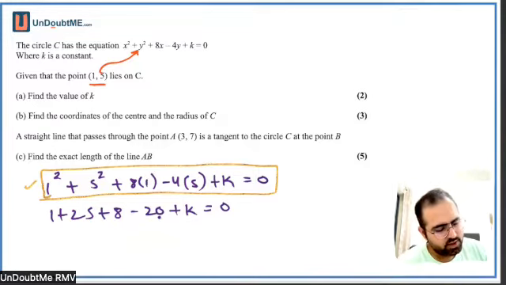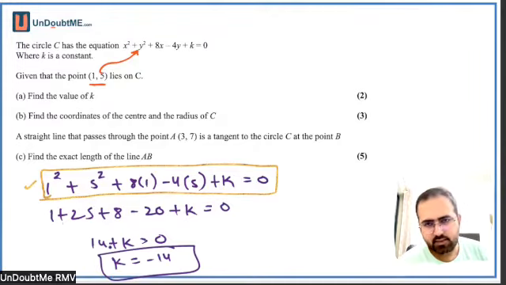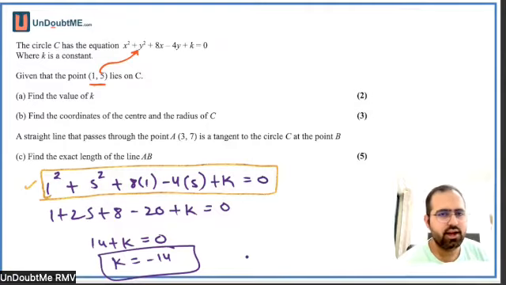So 25 minus 20 will be 5. 5 plus 1 is 6 plus 8 is 14. So 14 plus k is 0, and k is equal to negative 14. The second last step is optional. Even if you don't show it, you can get the value of k as negative 14 directly. That will be okay. Now we got the value of k, so we need to work on it. Do that completing the square in both of them, and then we need to get the center. Actually, we don't have to even do that. You can directly compare.